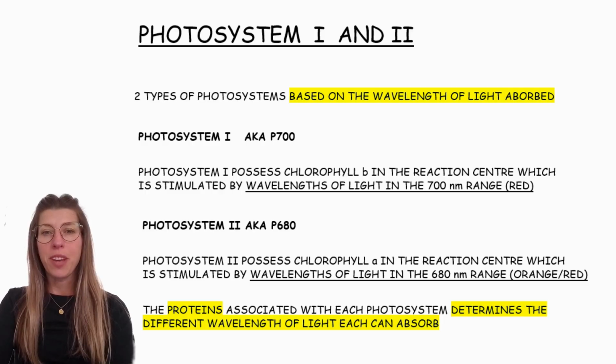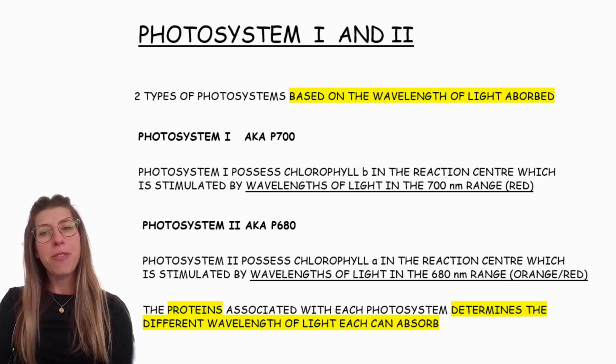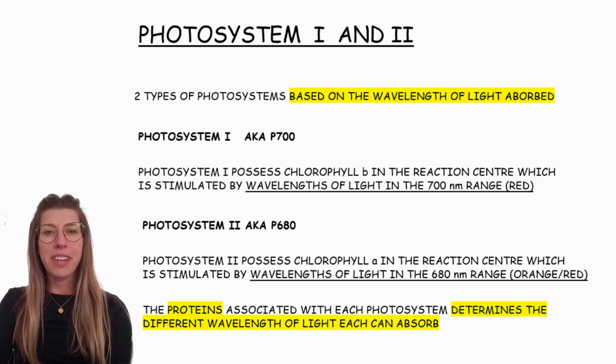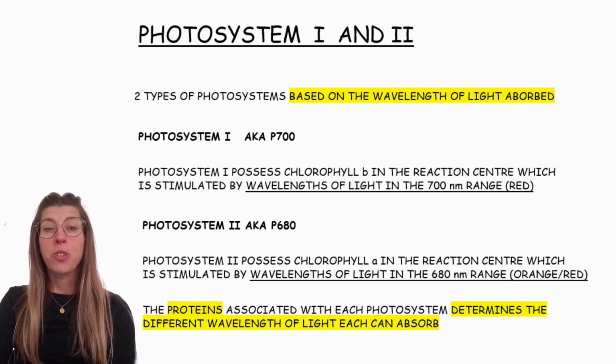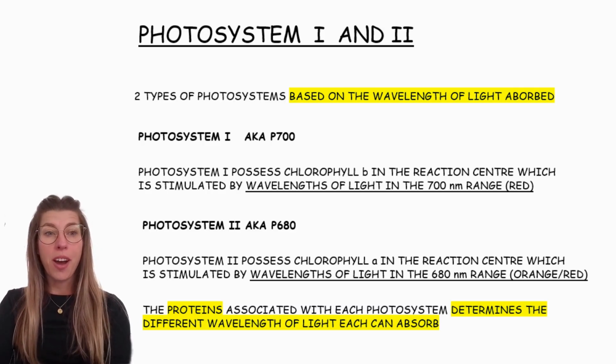These two types of photosystems work together. They don't combat each other. They actually work together to be able to absorb different wavelengths to maximize the energy absorbed or taken in during this process. So photosystem 1, which actually appears second in the electron transport chain, sometimes it's called P700 as it absorbs wavelengths within the 700 nanometer range, which is red.